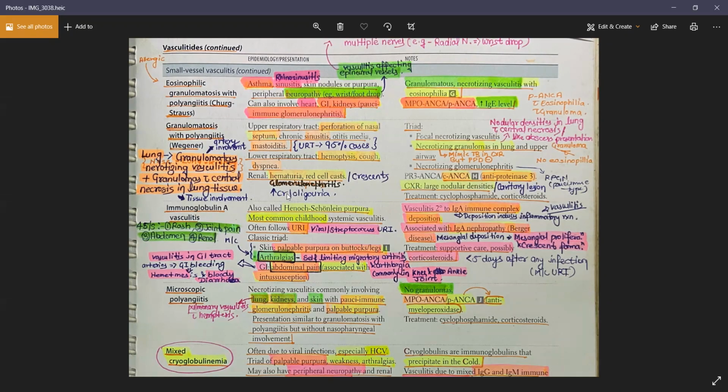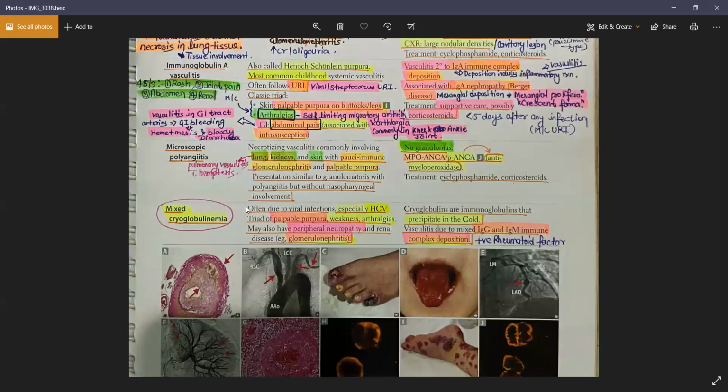Very important. Then comes mixed cryoglobulinemia, which happens after hepatitis C virus infection. You will get skin rash, weakness, and joint pains. You will get peripheral neuropathies, and you will get glomerulonephritis also. All of these things are kind of non-specific. They won't help you in reaching a specific cause.